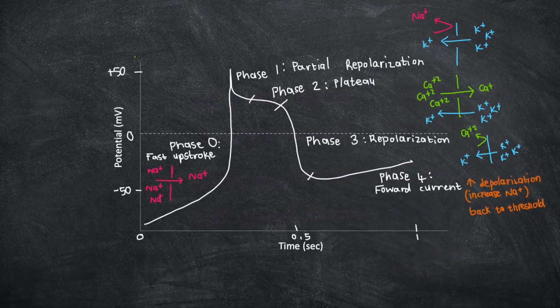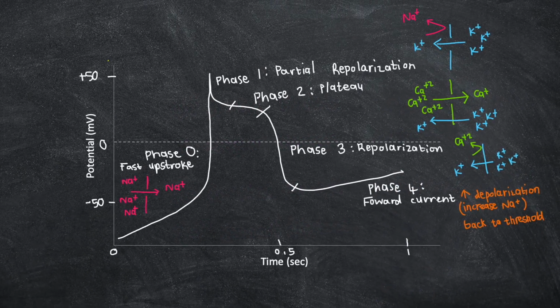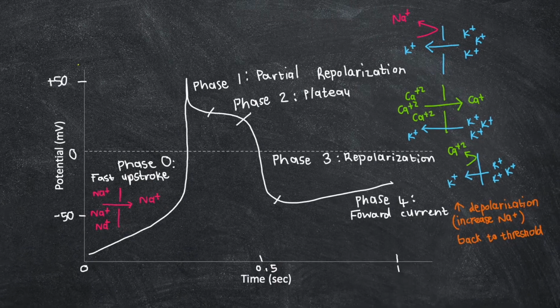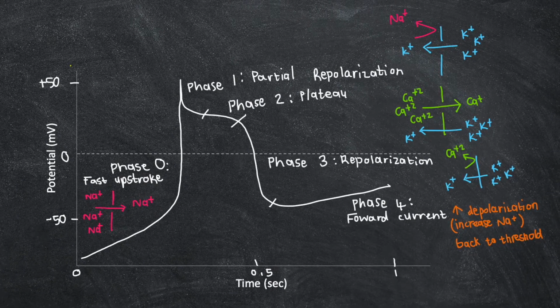We did discuss this figure in the video about congestive heart failure, but I just quickly want to summarize it again. Phase 0 is called the fast upstroke or the depolarization. And here basically what happens is that sodium enters the cell very quickly. And this leads us to phase 1 where we get partial repolarization, and here the sodium channels close.